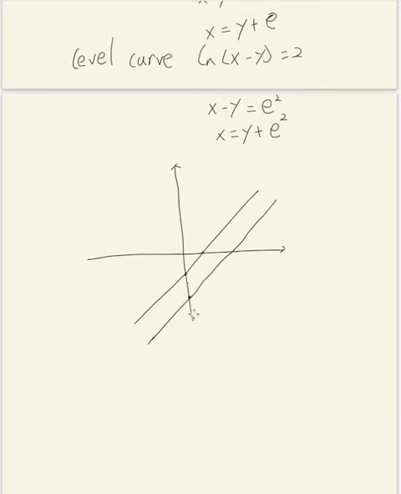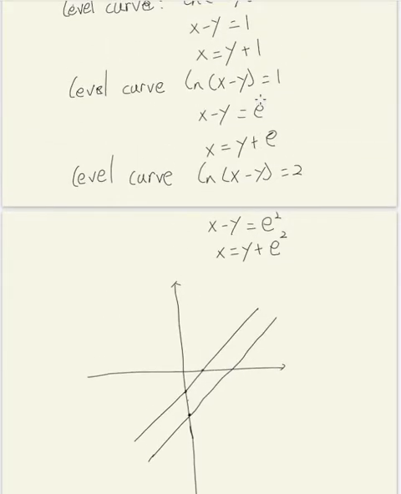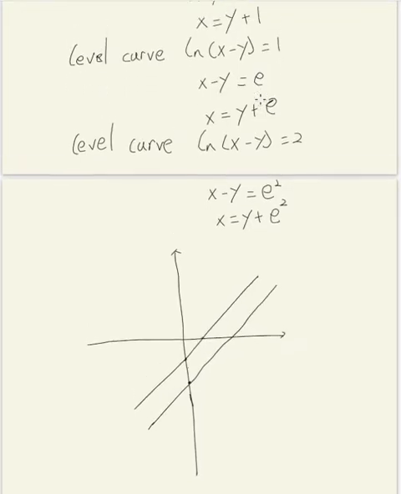Now, one moment. This is not a very accurate drawing, but I want to give you a general idea of the spacing between these level curves. You have to know that e is approximately 2.6, 2.8, 2 point something. So it's between 2 and 3. Therefore, e squared is significantly larger than 1, right? So e squared would be between 4 and 9.